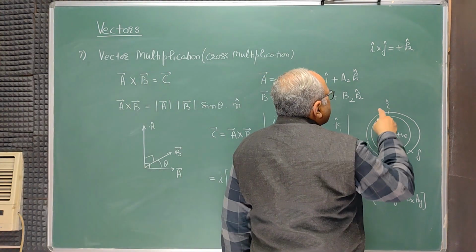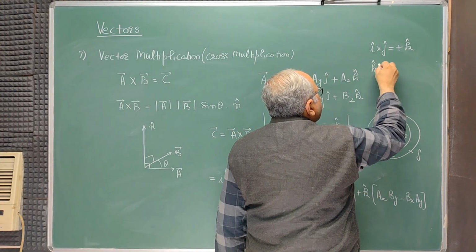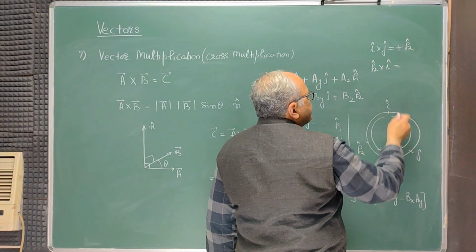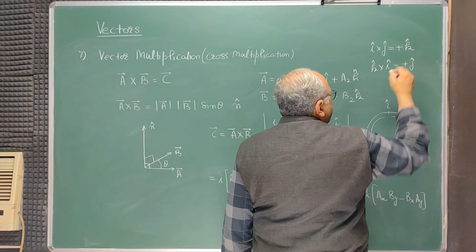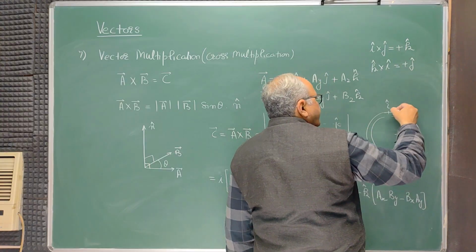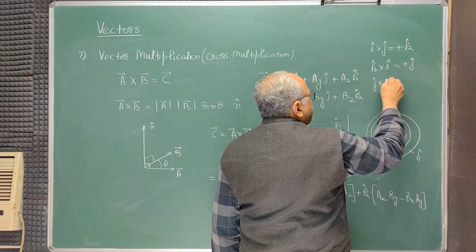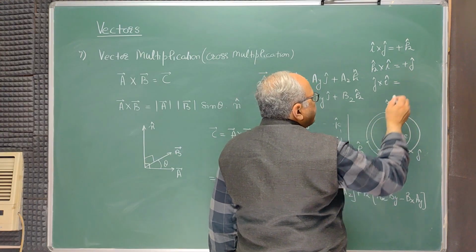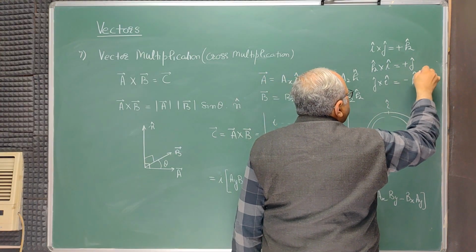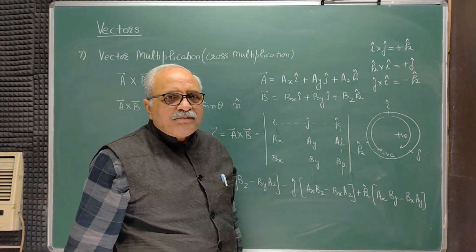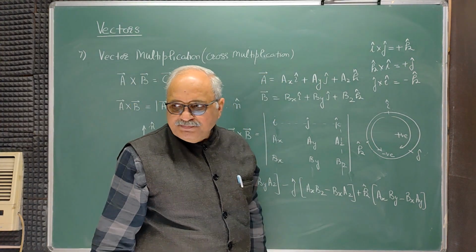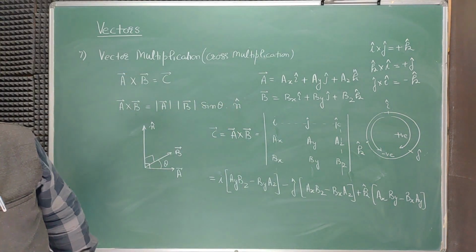Similarly, if you take k cross i, this is again in a clockwise direction, so this is plus j. But if you go like this, j cross i, say, this time we are going in the anti-clockwise direction, the third vector is k, but taken with a negative sign, and so on. So these will help you to find out the cross product of the two vectors.